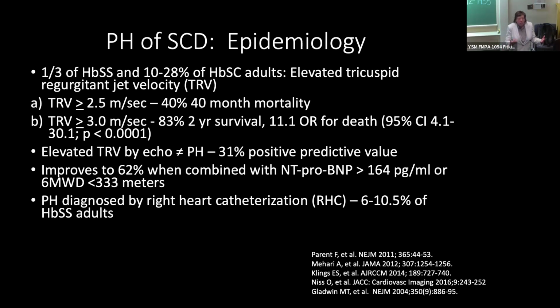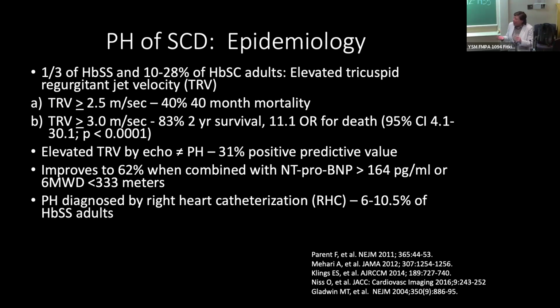And so a TR jet velocity is the value when you input it into the Bernoulli equation, you end up with an estimated right ventricular systolic pressure. We know that this is not diagnostic of PH, but we also know that a TR jet velocity of 2.5 meters per second comes out to an RV systolic pressure of about 36 millimeters of mercury.